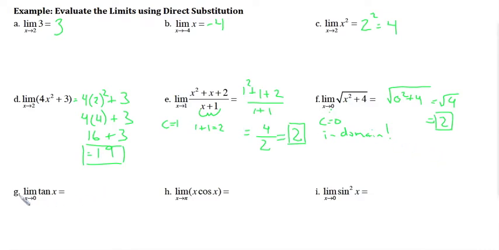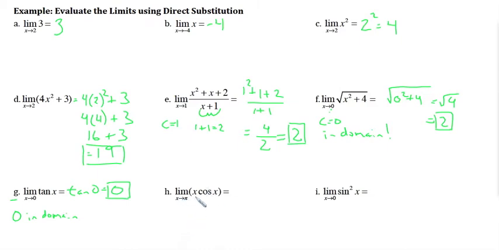All right, moving on. Letter G. Now we have a trig function. And again, if that 0 is in the domain of the tangent of x, then we can use direct substitution. Okay, so 0 is in the domain because the tangent of 0 equals 0. So therefore the limit of tangent x as x goes to 0 is just 0.